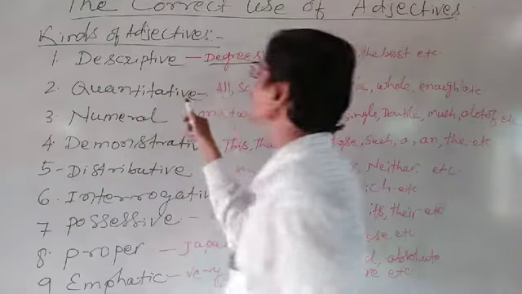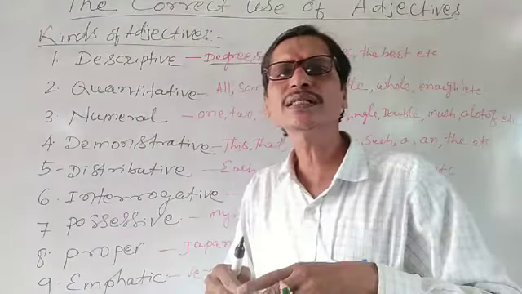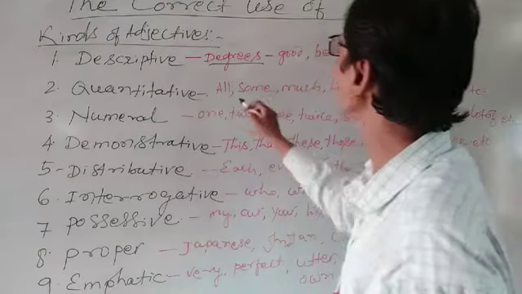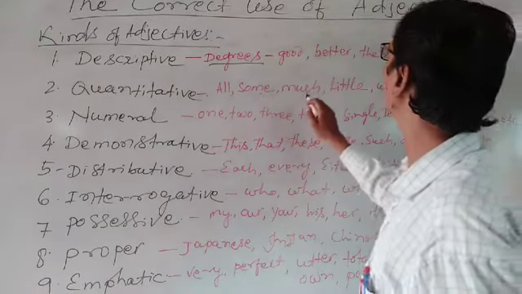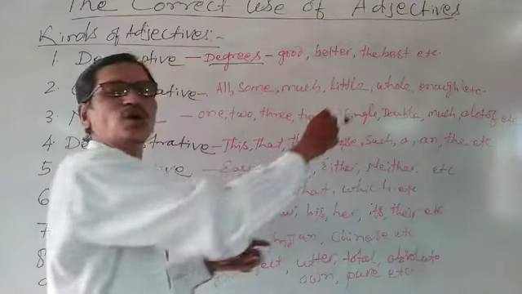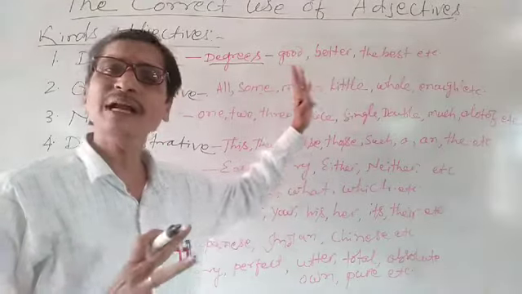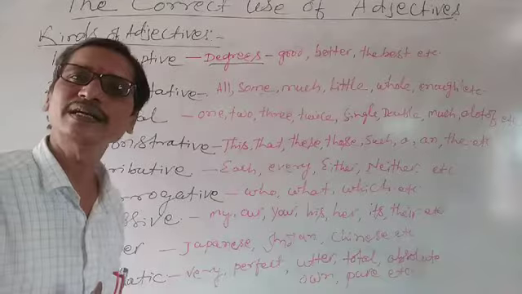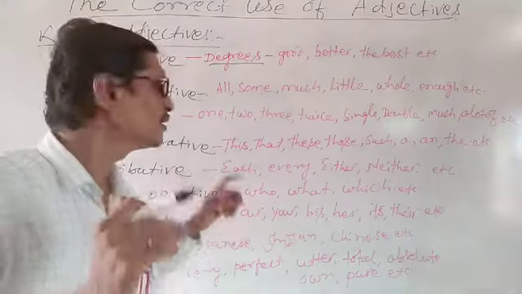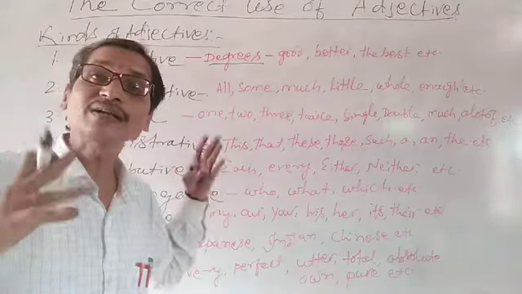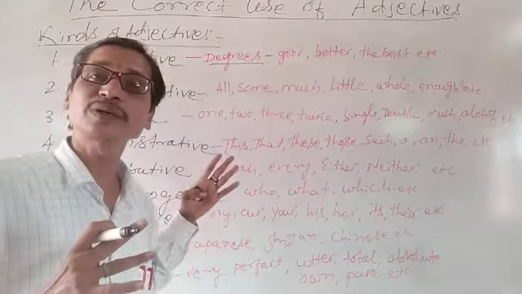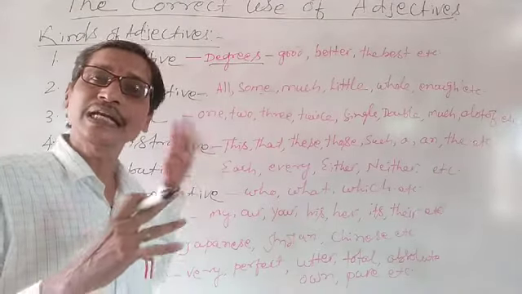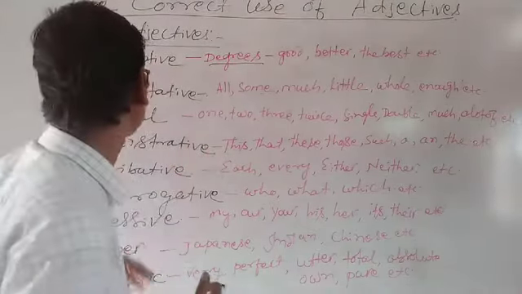Similarly, the second is quantitative adjective, which is talking about the quantity, like all, some, much, little, whole, enough. There are several other such adjectives which are called quantitative adjectives. I am telling you just to know so that while understanding the instructions for the correct use of English, it will be helpful for us.